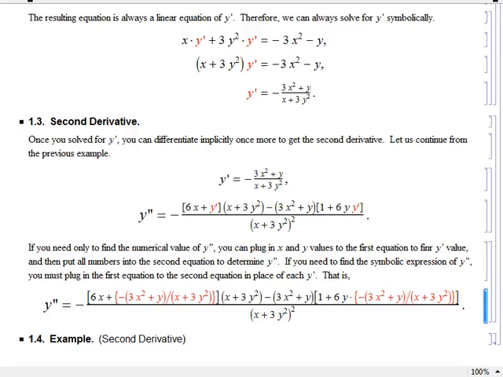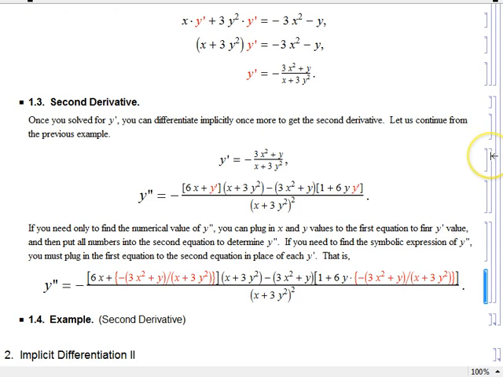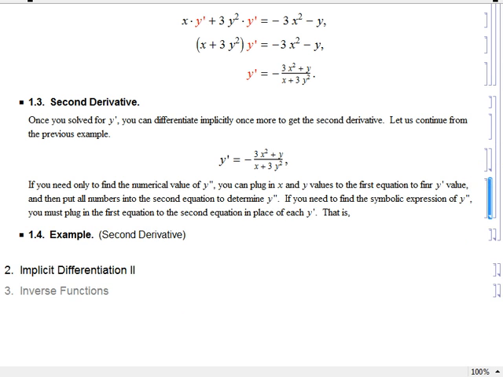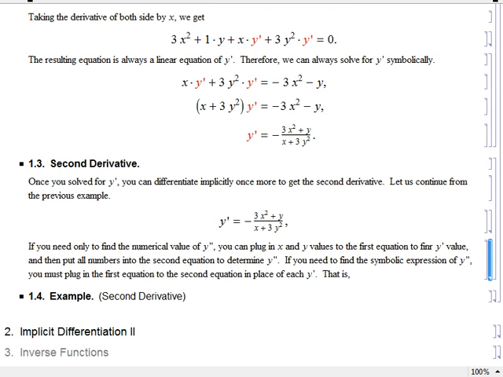Okay, so let's move on to a little bit more realistic problems. Realistic in a sense that students can actually deal with.